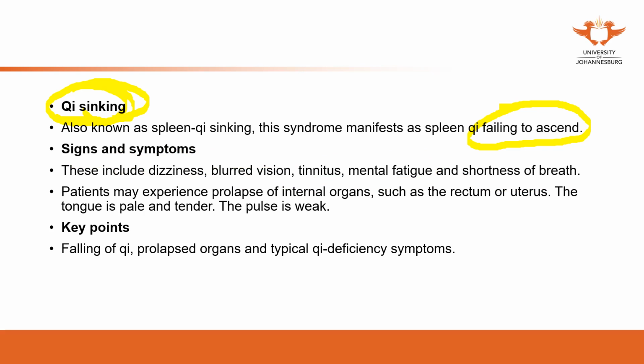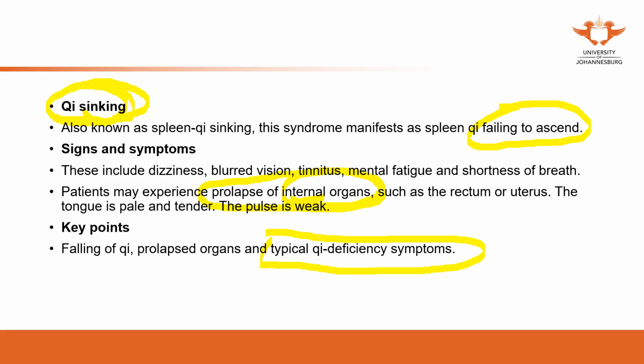When the spleen qi fails to ascend, what happens? Especially for the internal organs, prolapse of the internal organs. It can be the rectum or uterus. In this condition, most of the patients can be skinny and tall. From the inspection, the qi fails to hold the organs in certain positions. So the patient may present with typical qi deficiency syndrome plus the collapse of the internal organs. So that's qi sinking.